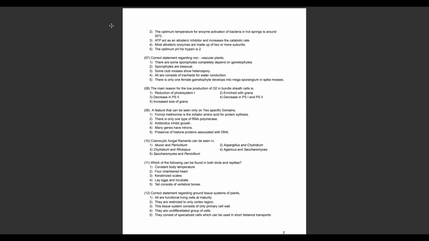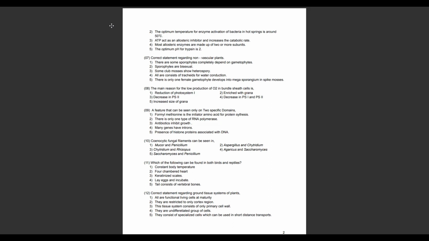Phylum Hepatophyta. Then phylum Anthocerophyta and phylum Bryophyta. They are non-vascular plants. Correct statement. The sporophytes completely depend on the gametophyte. Yes, okay, that is correct.